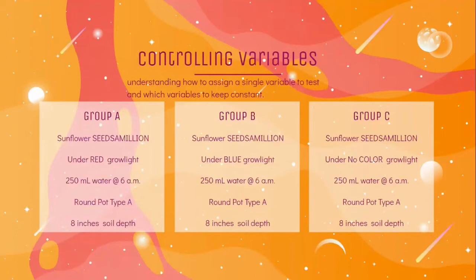So that's the thing that we're testing, which is the different colors of grow lights. And then you also notice that it's important to create a control group to compare to. And so here in group C, the variable is no color grow light. And so just no particular color. I'm just going to use the natural type of light that's in the room as a comparison. And so it's important to understand what a control would be, and how to have a control and also include it.